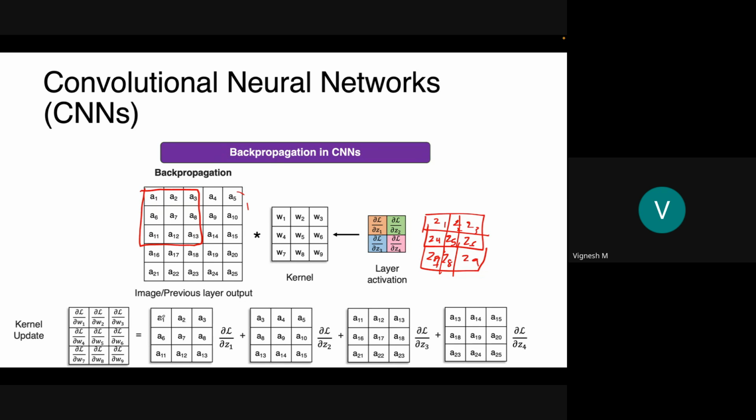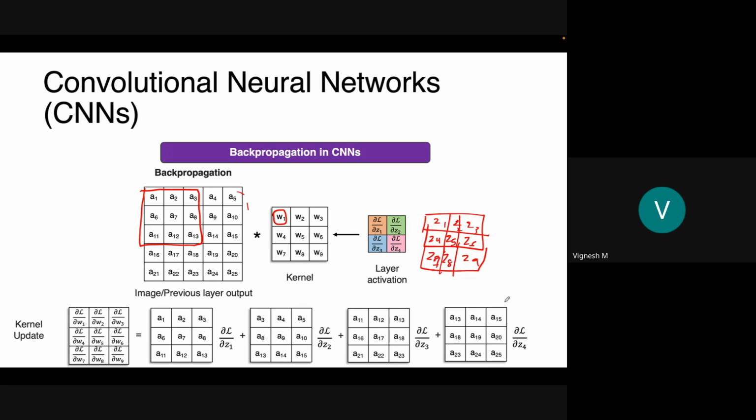So in a sense, A1 dou L by dou Z1, A3 dou L by dou Z2, A11 dou L by dou Z3, A13 dou L by dou Z4 gives you the update for one of the weights, dou L by dou W, right? And then so on and so forth. Right? So this is how it works. So this is the mechanics of it for you guys to understand.